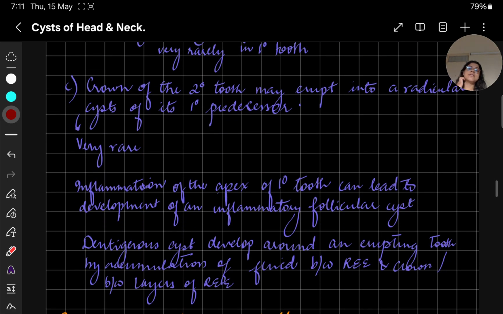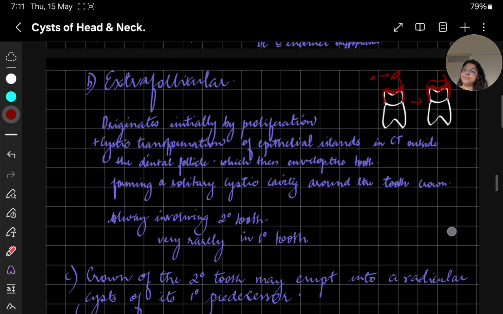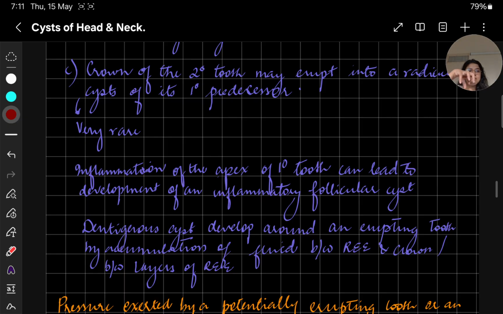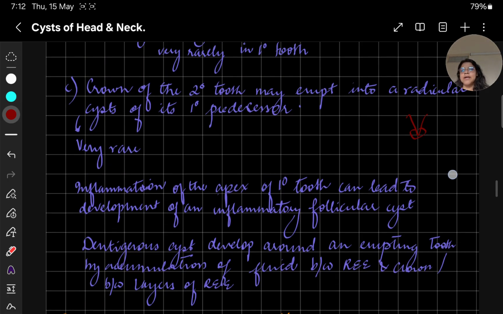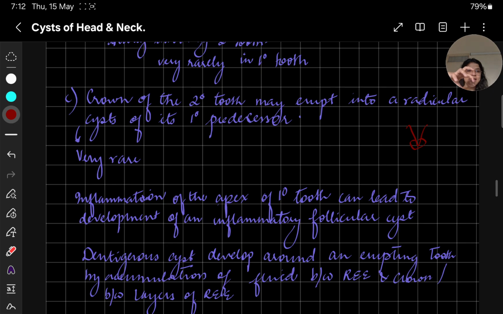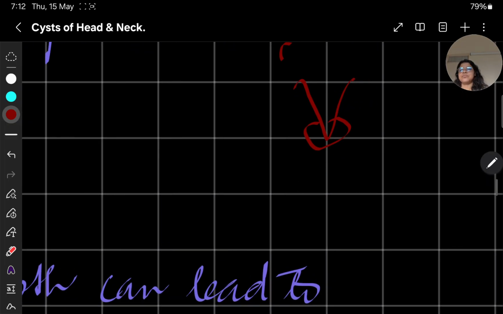The third one is when there is a radicular cyst. Radicular cyst is something which is on the root. The secondary tooth, when erupting, goes and gets attached to the radicular cyst, forming a dentigerous cyst on its crown. So the crown of the secondary tooth may erupt into the radicular cyst of its primary predecessor. So there is a primary predecessor, there is a tooth.